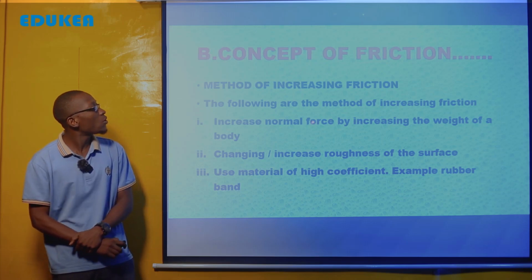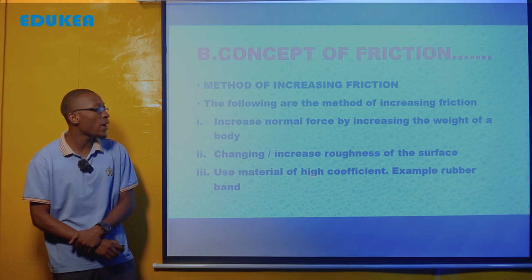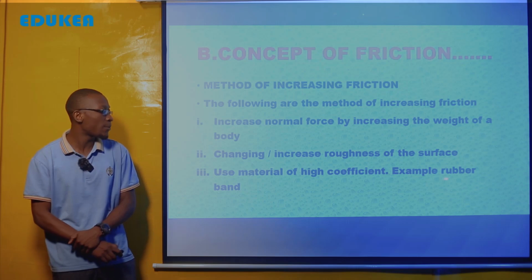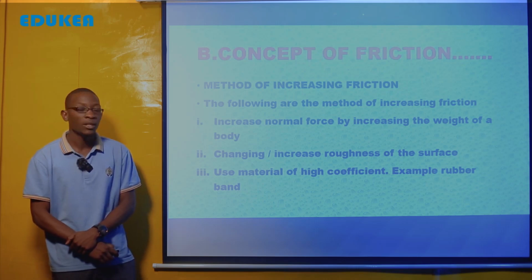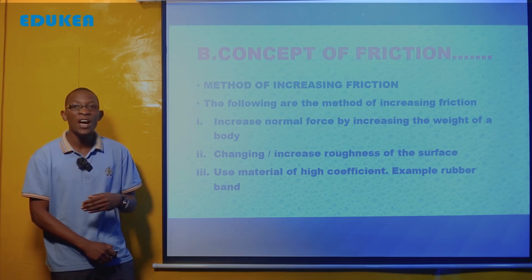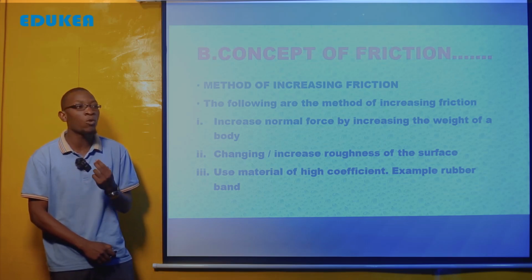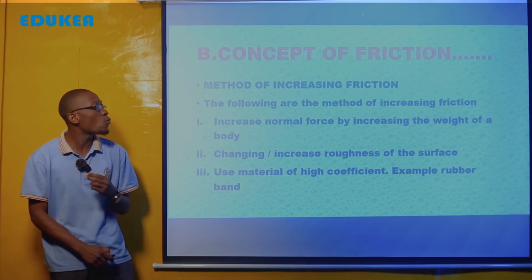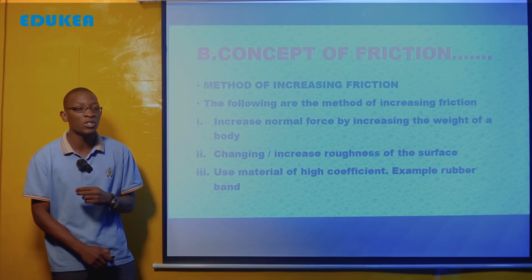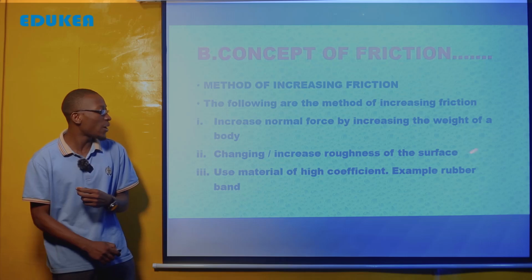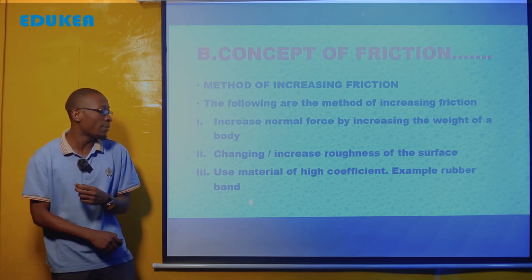Another method of increasing friction is the use of material of high coefficient. Once we use material of high coefficients, for example rubber bands, tunamaanisha tunatumia yale material ambayo coefficient of friction yake ni kubwa, kwamba kiwango cha friction yake kinakuwa kikubwa. Kwa hiyo tutakapotumia yale material ambayo kiwango cha friction yake ni kikubwa, yanatusaidia sisi kuongeza friction. Mfano wa hayo material ni rubber bands.